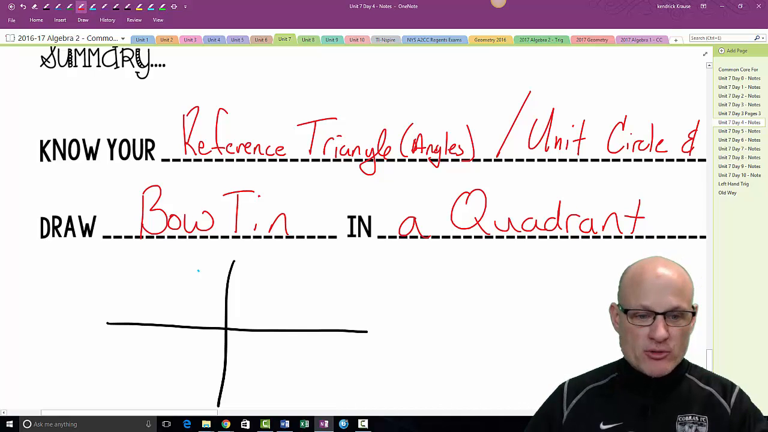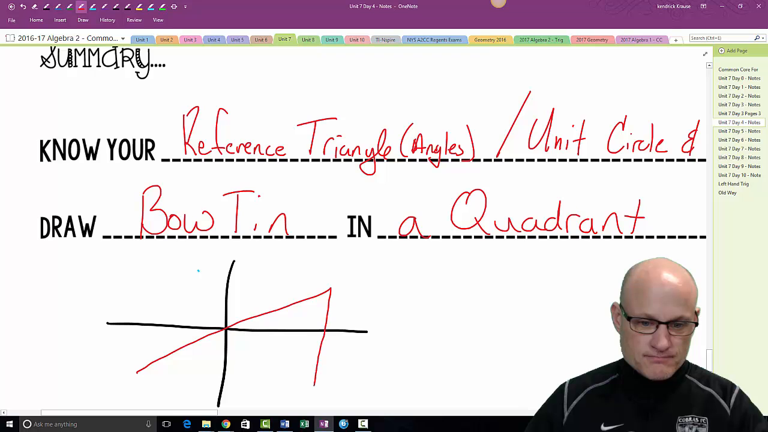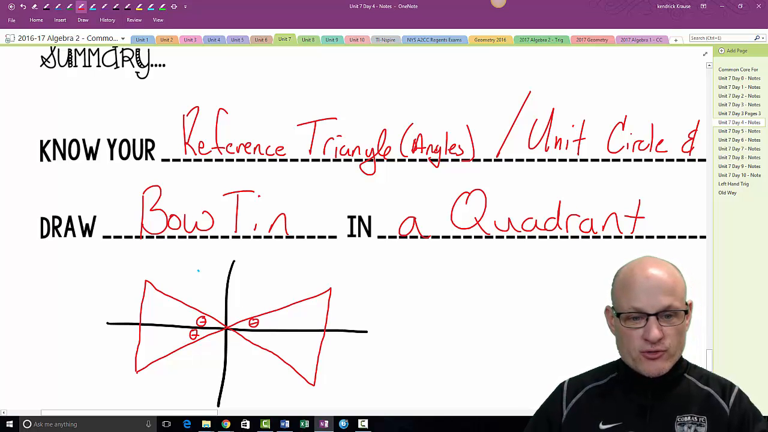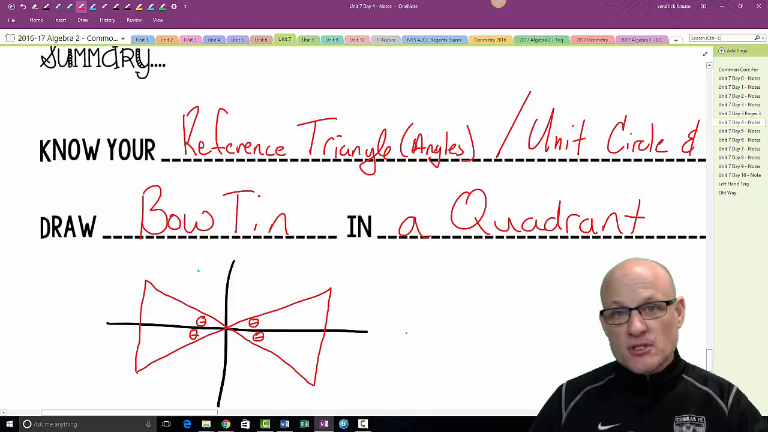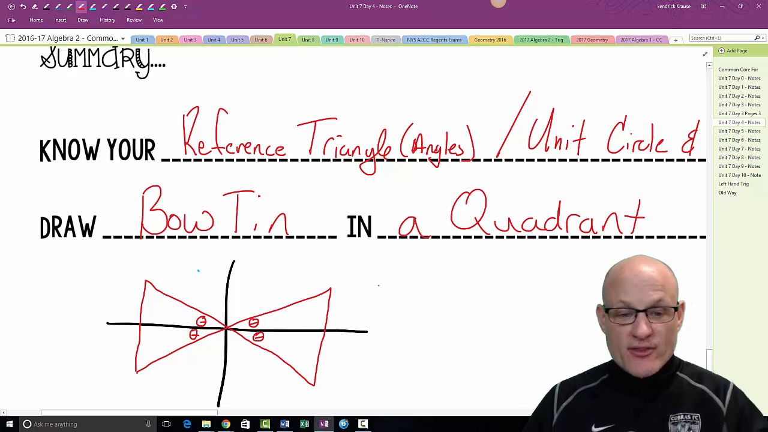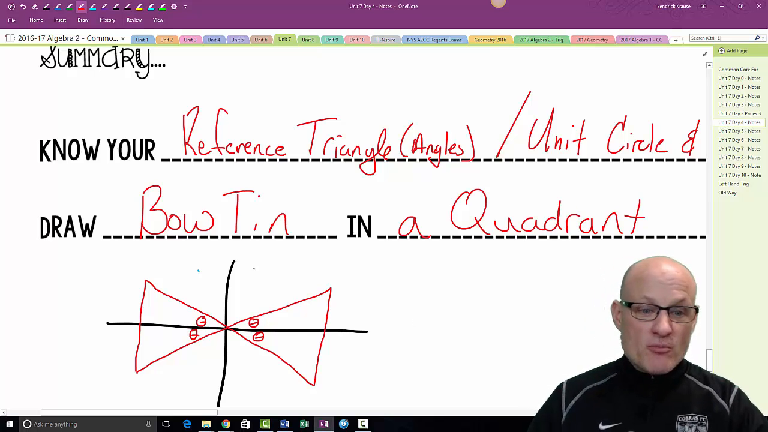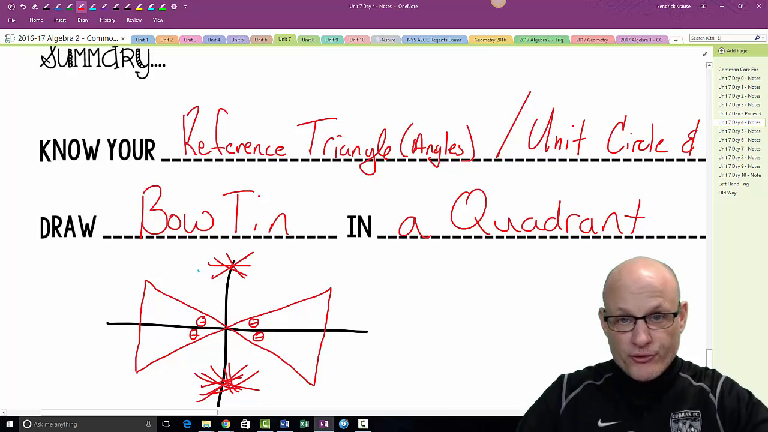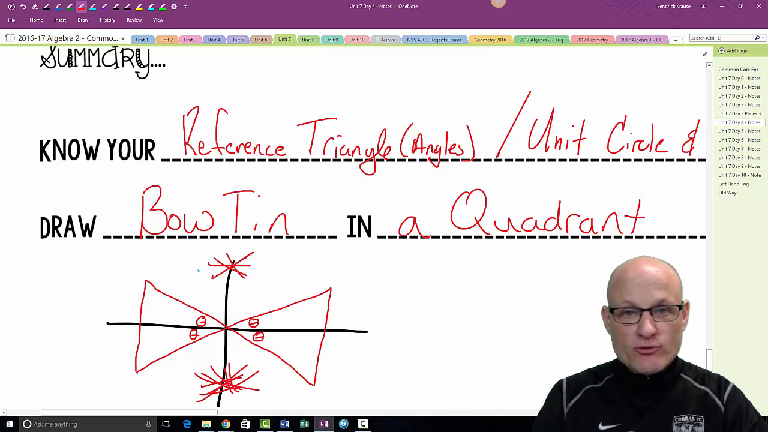So I want to draw a bow tie. So if I draw an accurate bow tie, I have 4 reference triangles, which means those will be the 4 angles. Those are all you need to work with. Don't mess with the y-axis. This is off limits. Off limits. Not allowed, okay? Don't draw it.